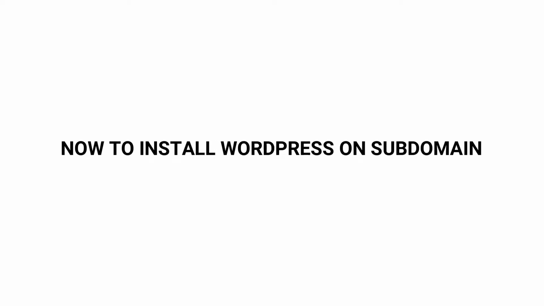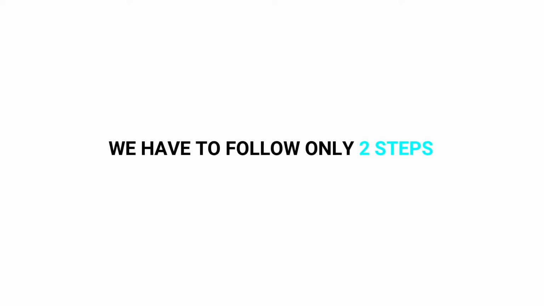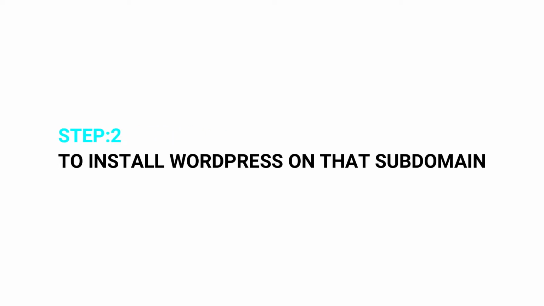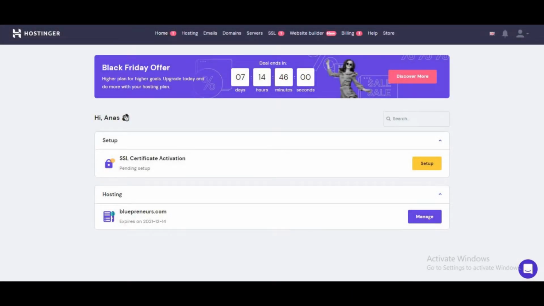Now, to install WordPress on subdomain, we have to follow only two steps. Step 1, create a new subdomain. Step 2, install WordPress on that subdomain. For this, you have to come to your hosting account. In my case, it is Hostinger, which is one of the best affordable web hosting providers.